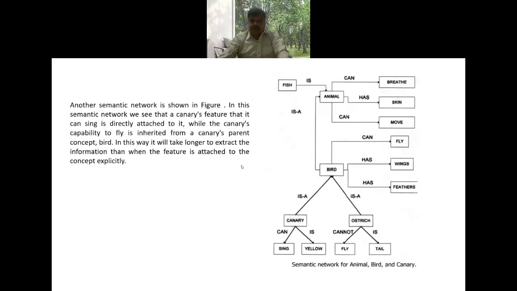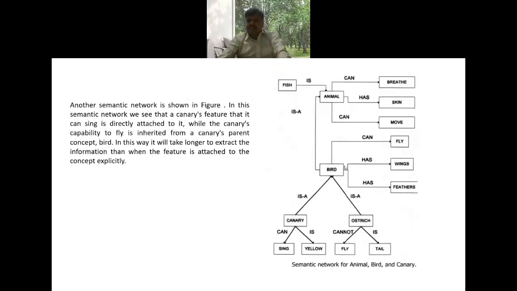In another example, we will take a canary example. Canary and ostrich. Canary is a bird. Ostrich is also a bird. But canary can sing. Canary is yellow in color. Ostrich cannot fly. Ostrich has a tail.